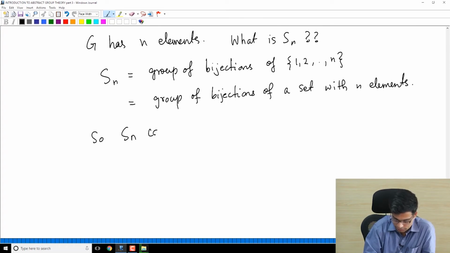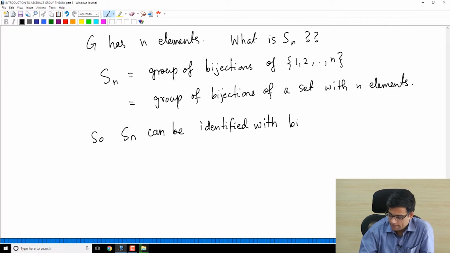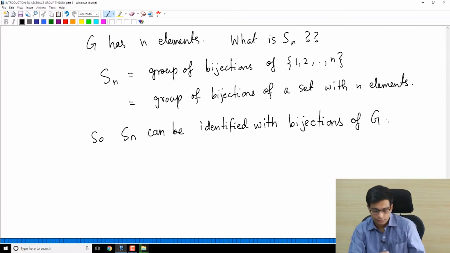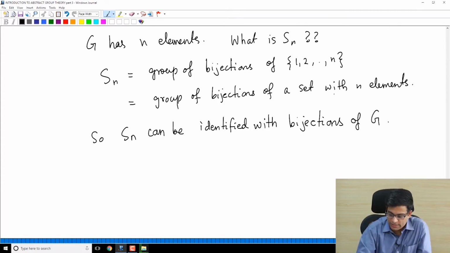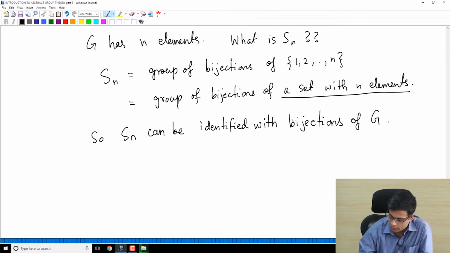So Sn can be identified with bijections of G, because Sn is a group of bijections of any set with n elements and G is a set with n elements. I can naturally think of Sn as a group of bijections. So it can be identified with bijections of G. I should write can be identified with the group of bijections.